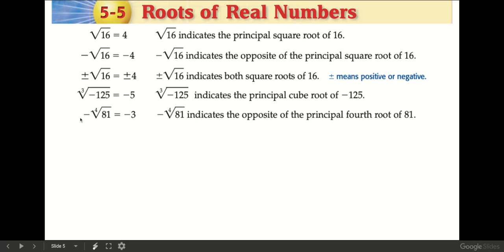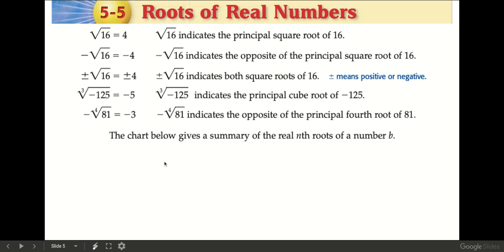And then we have negative the fourth root of 81 equals negative 3. Again, negative fourth root of 81 indicates the opposite of the principal fourth root of 81. We know the fourth root of 81 is going to be 3, but this indicates the opposite. That's why we got negative 3 there.